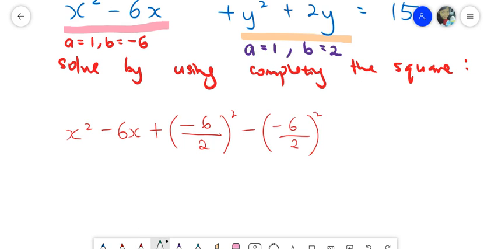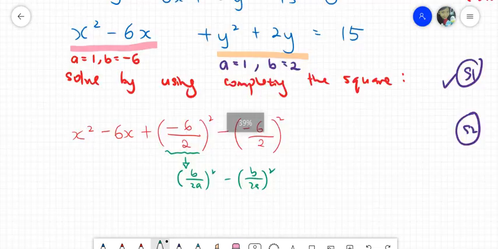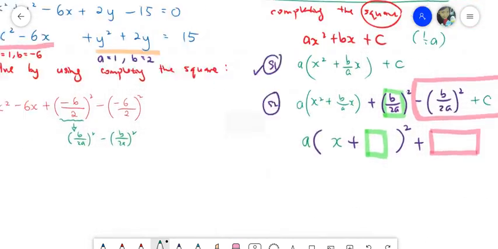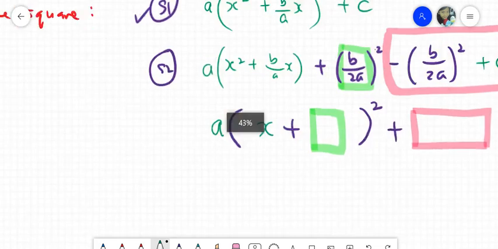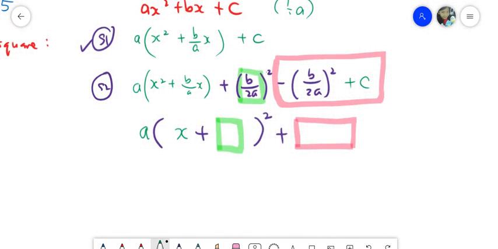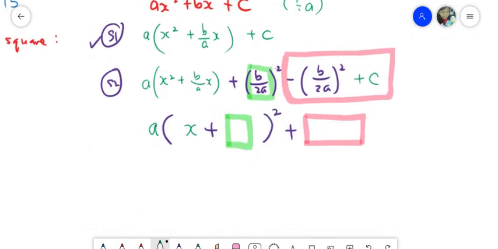Because this section is actually negative b, is actually b over 2a squared minus b over 2a squared. Is it okay? This part. Okay, this section. Okay, this part. Okay, so let's continue.